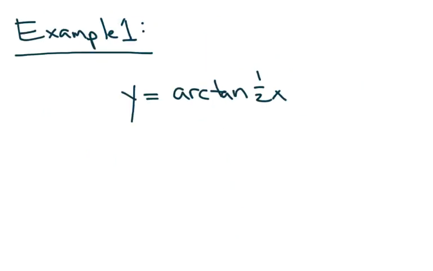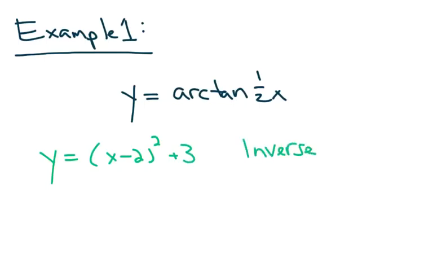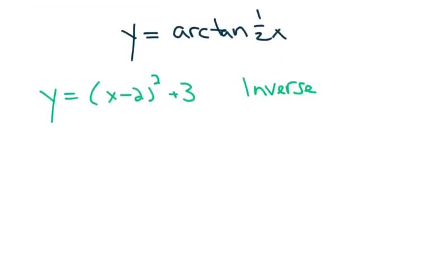So what we're going to do is talk about rewriting equations for their inverses. And in order to do example 1, I kind of want to refer you back to something you probably did in Algebra 2. So if you had an equation like y equals x minus 2 squared plus 3, and we asked you to find the equation of the inverse of this, what you would do is switch x and y, and you would solve this new equation for y.